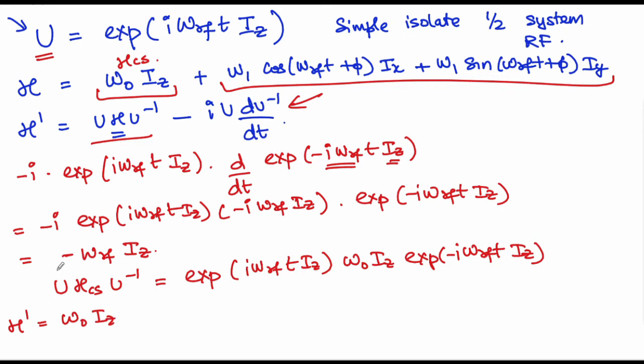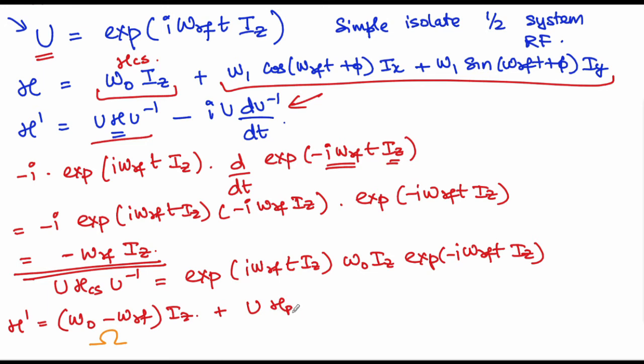And remember that the second term has resulted in minus omega_RF times Iz. So I'm just going to combine both of these in one shot. This will be omega_0 minus omega_RF times Iz. If you might recollect, omega_0 minus omega_RF is nothing but the offset. So now what you are left with is the transformation of U H_RF U inverse, where we will call this the H_RF. So this will be dealt with separately because this is a little involved calculation.